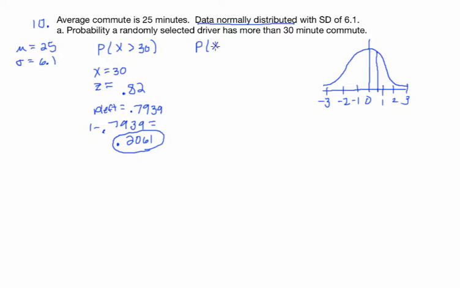So the probability that x is less than 18. So my data value is 18. I use my z-score formula to turn that into a z-score. So 18 minus 25 divided by 6.1. And I get negative 1.15. So I look that up on my chart, find the probability that I'm to the left of that. It's 0.1251. So here's negative 1.15. The probability that I'm to the left of that is what I have here. About 12, a little more than 12%.